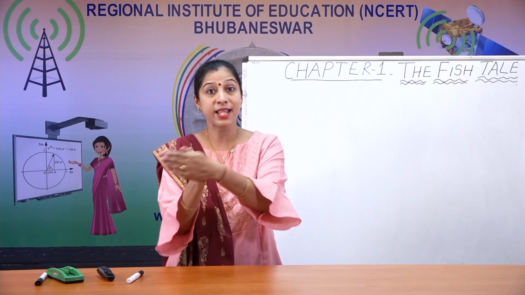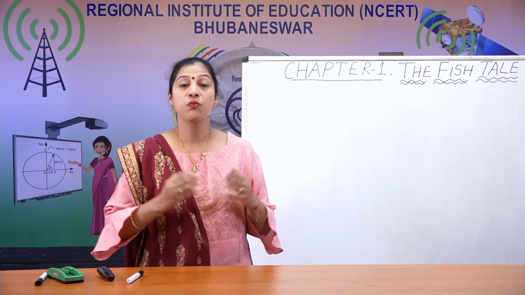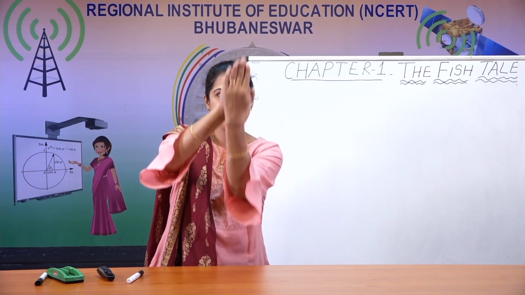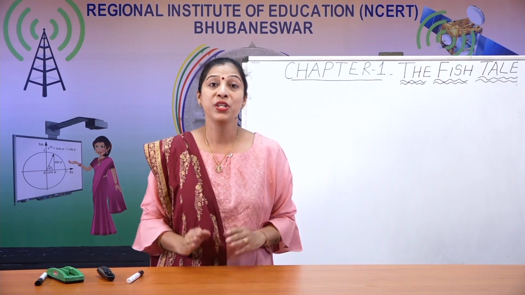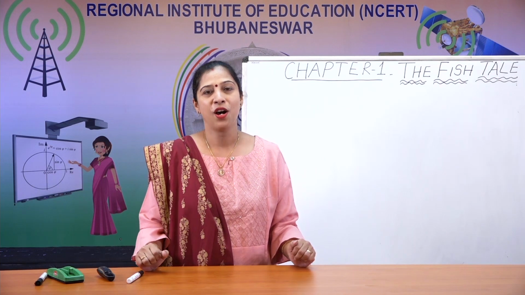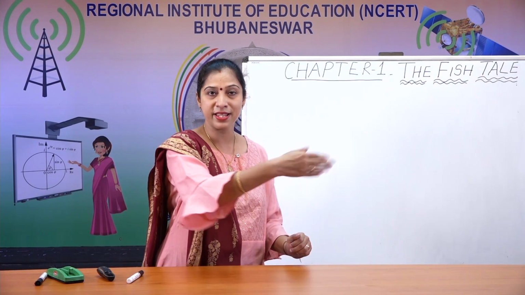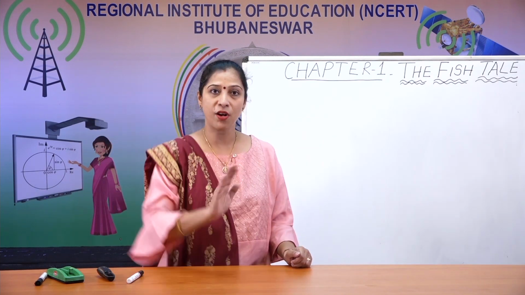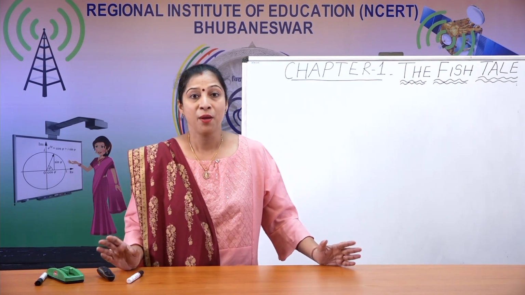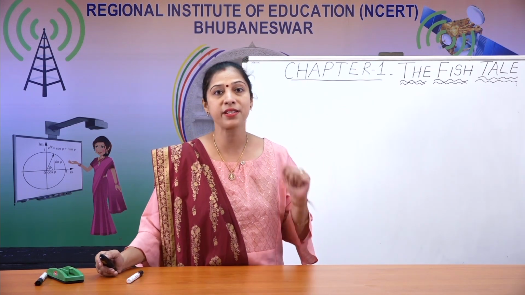It moves from side to side. Vertical means it moves from side to side, whereas the whale or the dolphin tail is horizontal, and it moves up and down, up and down. You can see it whenever you watch fish moving, on TV or in the movies. You can see from their movement only. The fish moves like this, their tail, whereas the whale or the dolphin, their tail moves up and down. Why? Because dolphins and whales are mammals and others are fish. That is the basic difference.